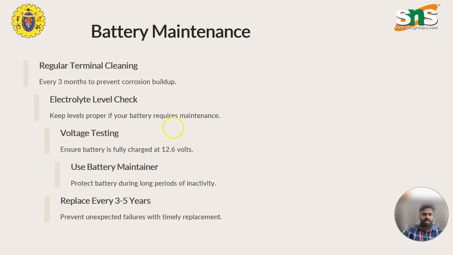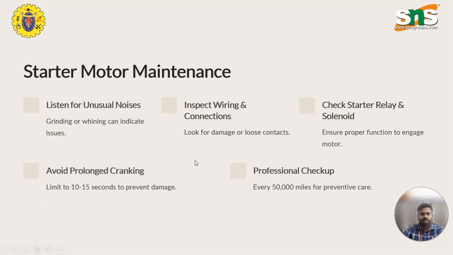The next is battery maintenance, which we discussed earlier. What are the key parameters that we need to take care of in battery maintenance? It starts with terminal cleaning, then the electrolyte level check, the water level needs to be checked, then voltage testing, using a battery maintainer, and we need to replace the battery after some periodic time so that we maintain better conditions.